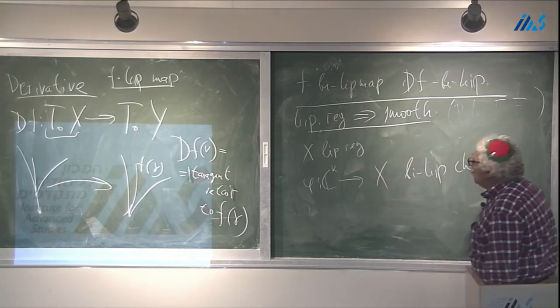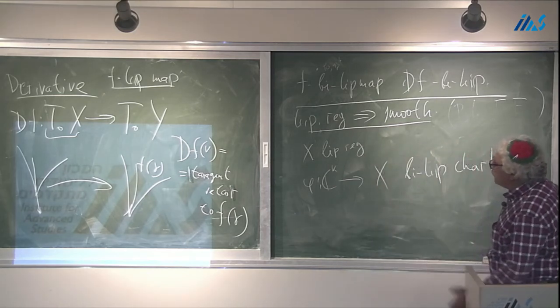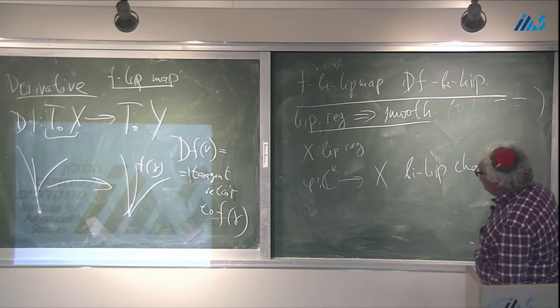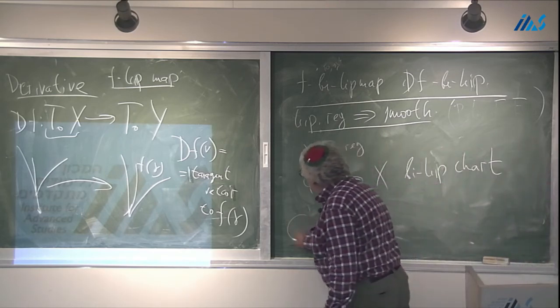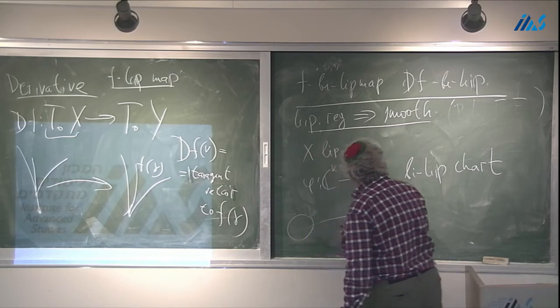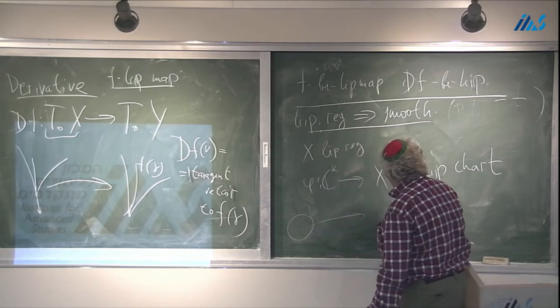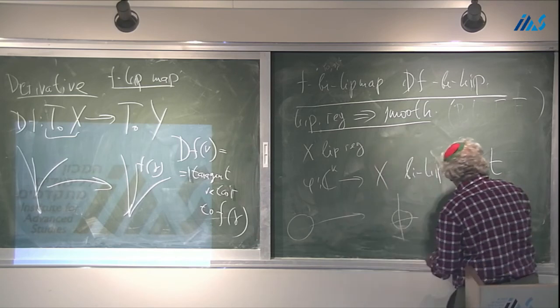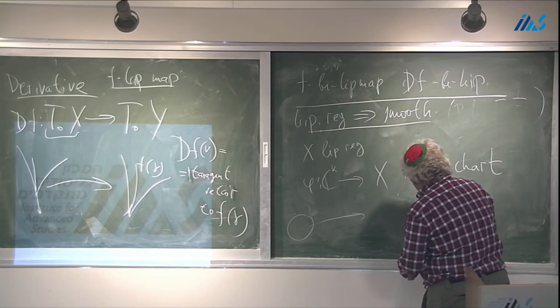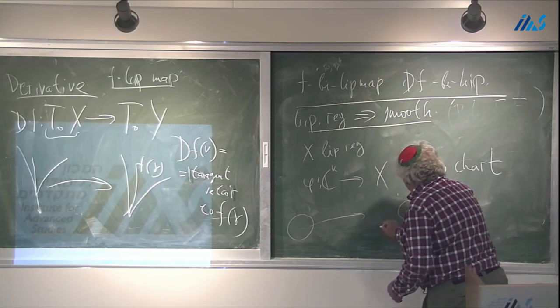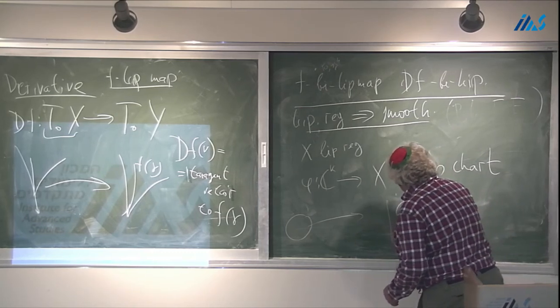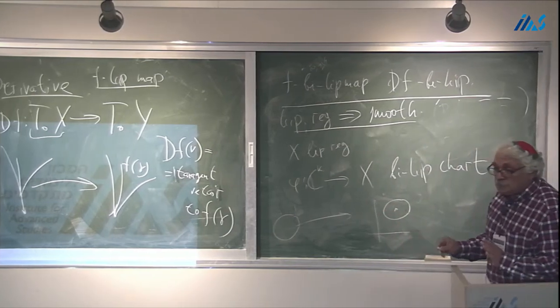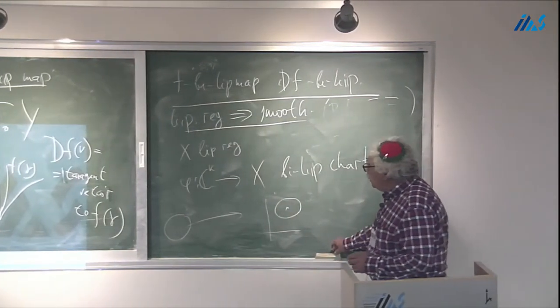Then this maps a small ball in C^k to some ball in our X, right? To a ball in our X. By bi-Lipschitz.